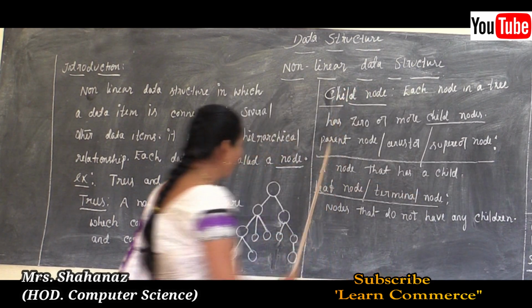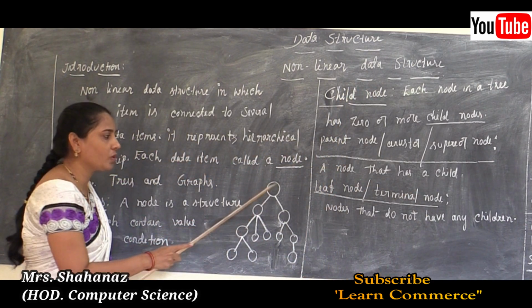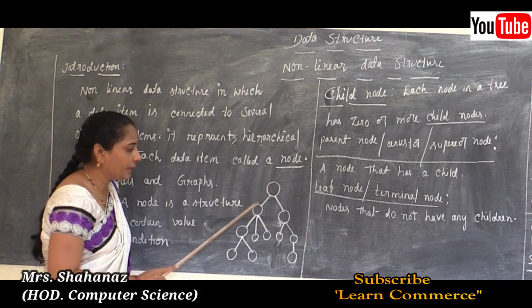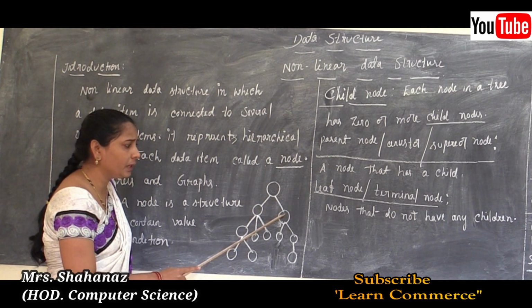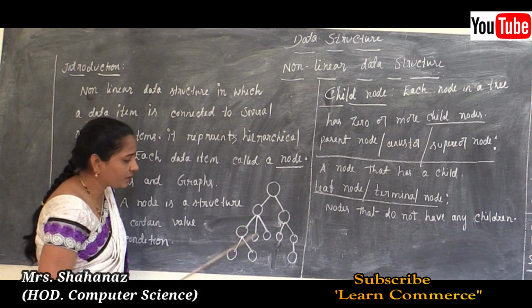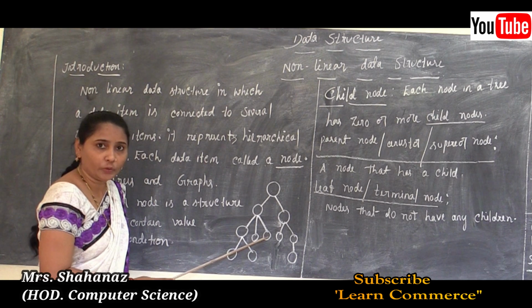The child node. Now how many child nodes are there? Because this one is the root node, these are the parent nodes, and this one is called our child node in this case.